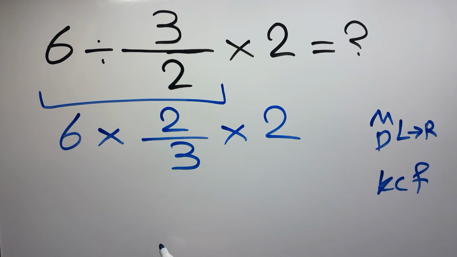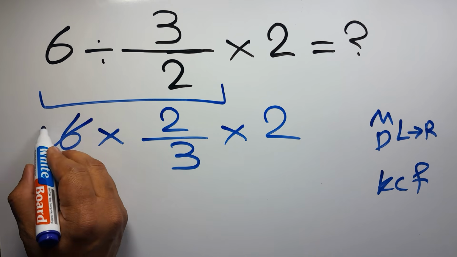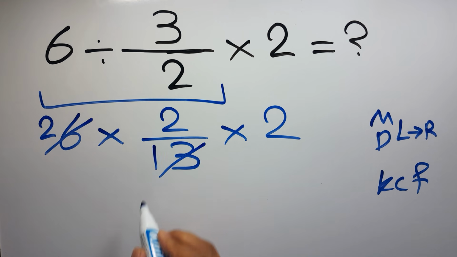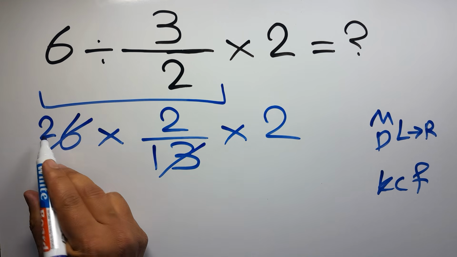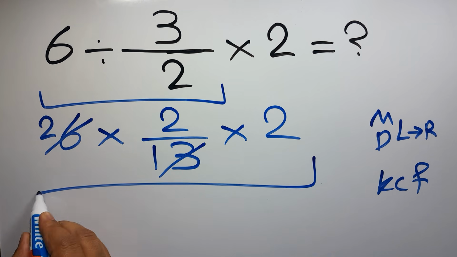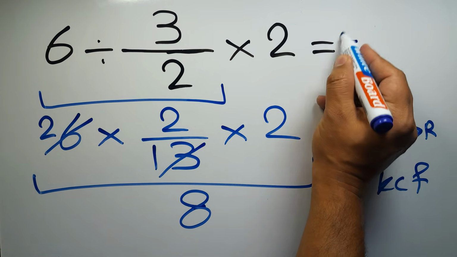Okay? Now, 6 divided by 3 gives us 2. And 3 divided by 3 is just 1. So here we have just 2 times 2 times 2, which equals 4 times 2, which equals 8. And this is our final answer to this problem. The correct answer is 8.